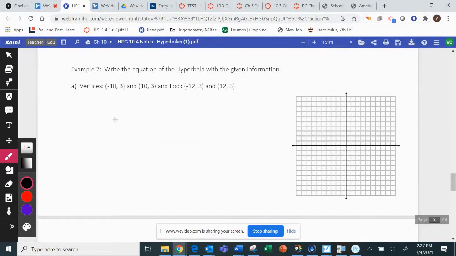So that last section, you're just given information, just like we were with the ellipses. Here, if we've got the vertices at negative 10, 3 and at 10, 3, the center is going to be the midpoint of those. So the center would be at 0, 3. So negative 10, 3, 10, 3, and then 0, 3, I can already tell that x is going to come first.